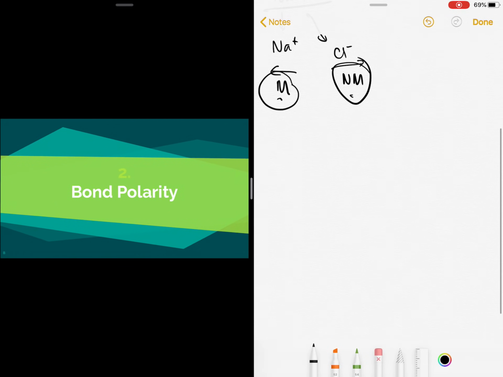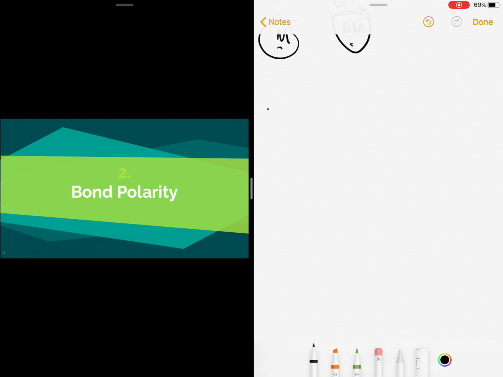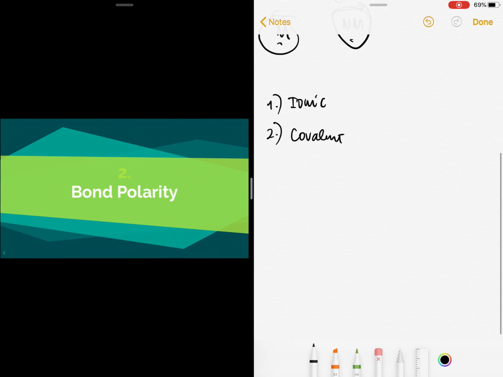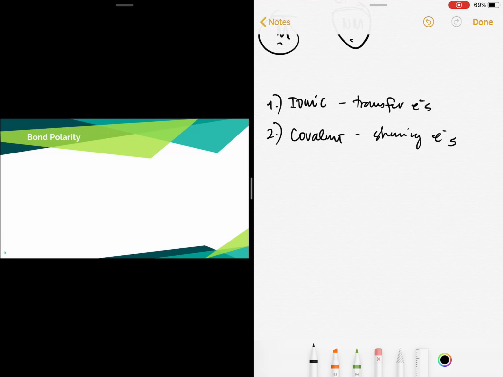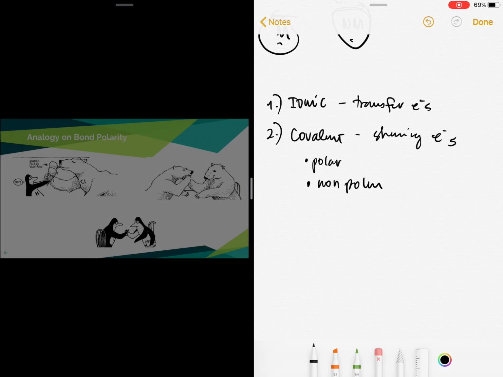Okay, let's talk about bond polarity. So far, we have already reviewed the two types of bonding. We have ionic and we have your covalent bond. So again, pag ionic bonding, there is transfer of electrons. Kapag covalent bonding, there is sharing of electrons. Okay. So there are two types of covalent bonds based on polarity. We have the polar and the nonpolar. Polar and non-polar. So what is the difference between the two?